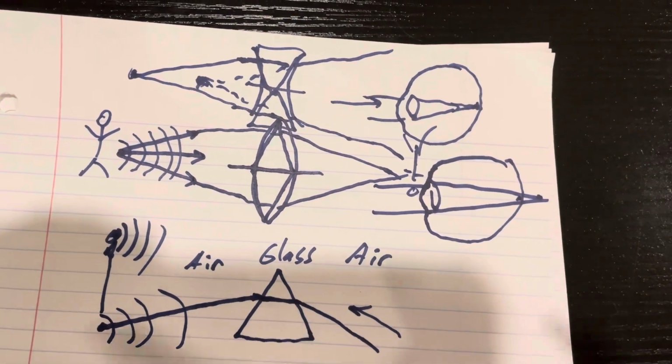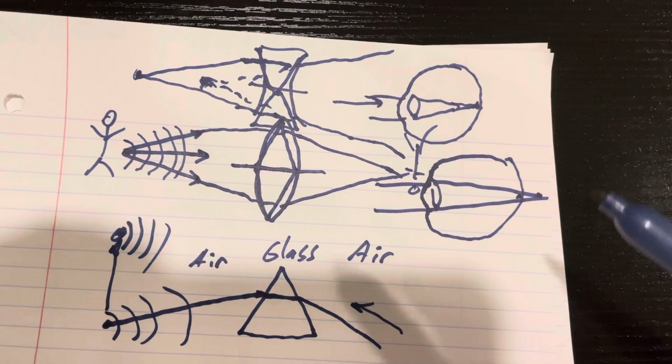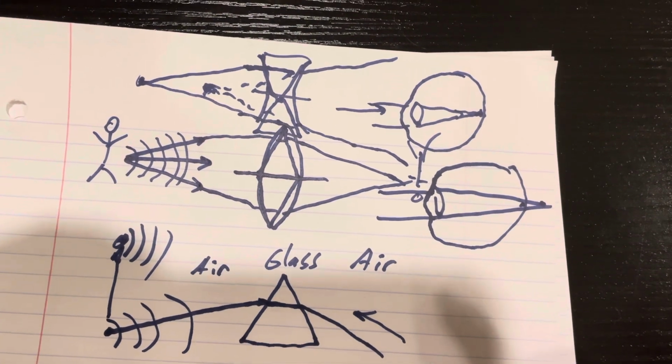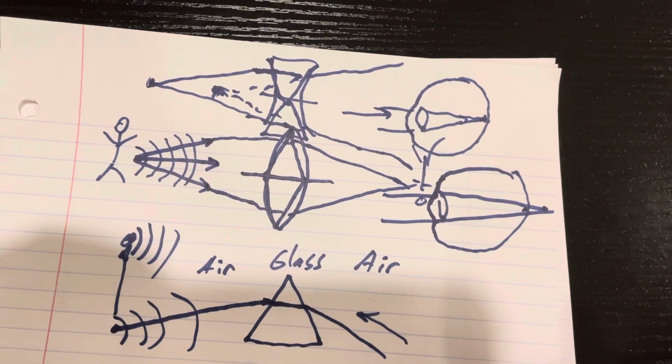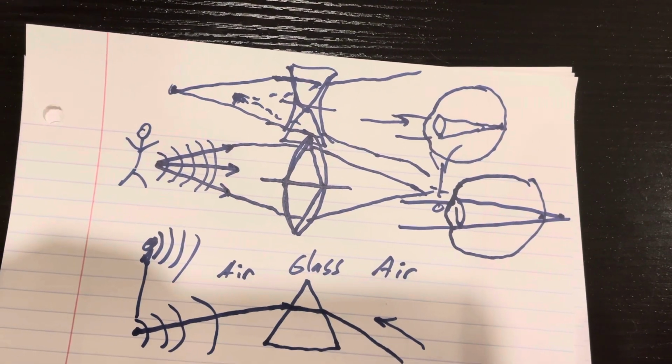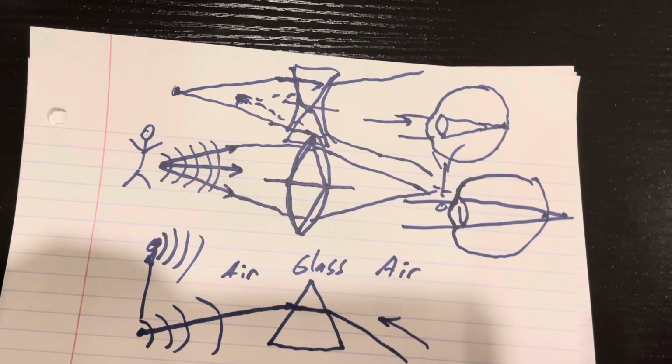And this is a simple way in which we can explain the way glasses work with a fundamental understanding of light, where it comes from, and the way that light behaves.